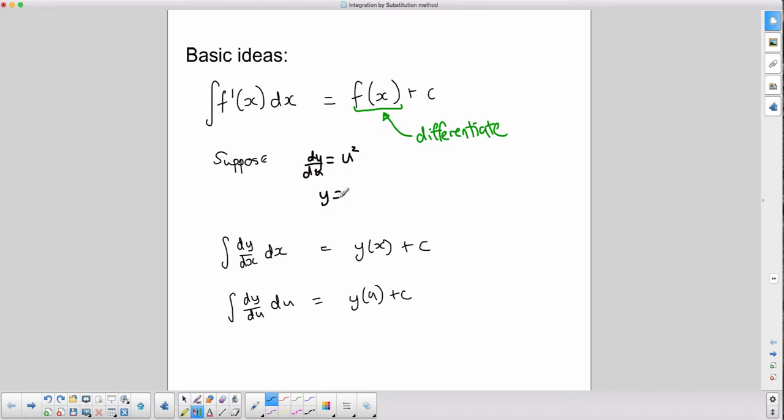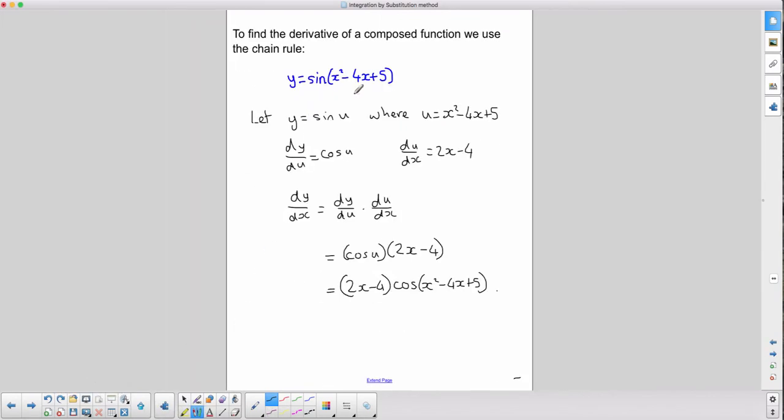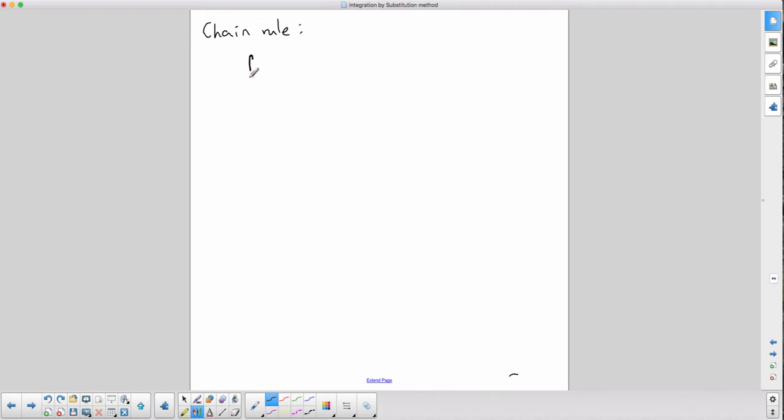If dy by du is u squared, then y will be 1/3 u cubed plus c. All we've done is change the letter. We haven't changed the mathematics. So written in terms of u, the integral of u to the power of 2 du is 1/3 u cubed plus c. Let's return to this problem we looked at in the last video, where we have a composed function. When we differentiate it, we end up with a product, and with the product we have here, we see du by dx is 2x minus 4 and dy by du is cos of that.